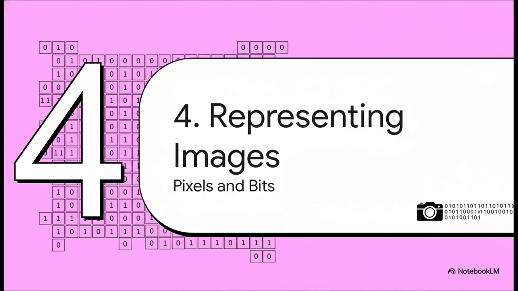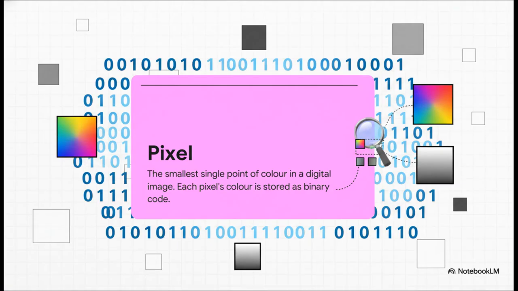Let's get visual and talk about images. How do you possibly turn a photograph into a long stream of ones and zeros? Well, the answer is the pixel. Every digital image you've ever seen is just a massive grid of tiny colored dots, or pixels. That's all it is. The computer doesn't store the image as a whole. It stores a binary code for the specific color of every single pixel in that grid.